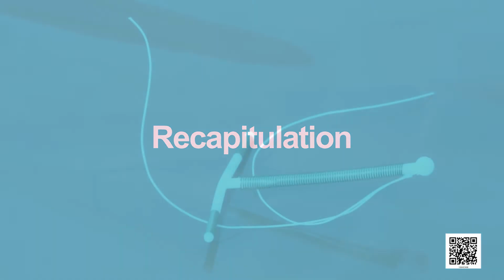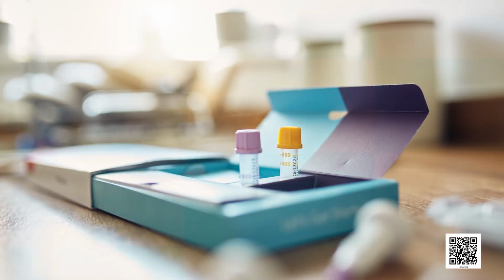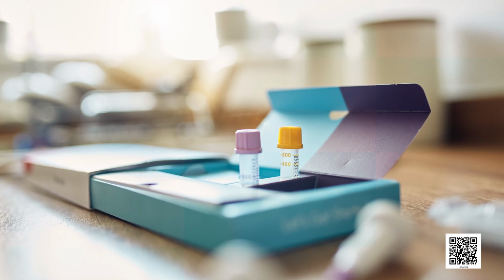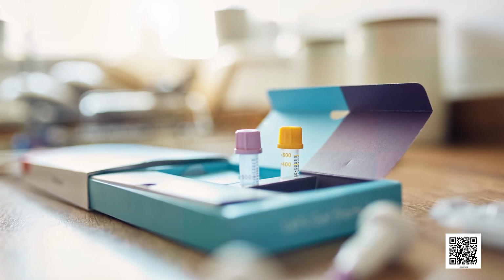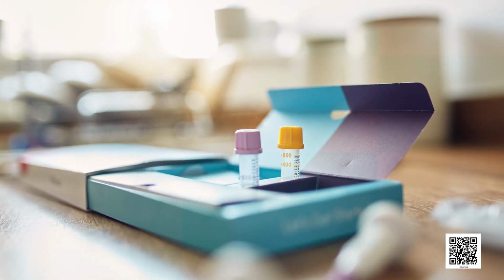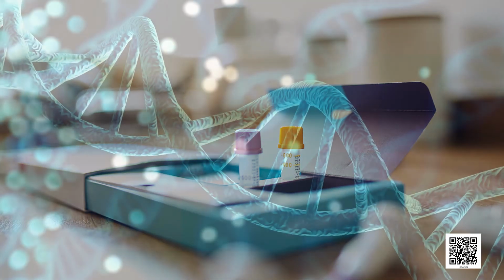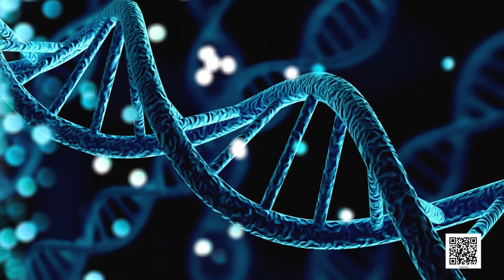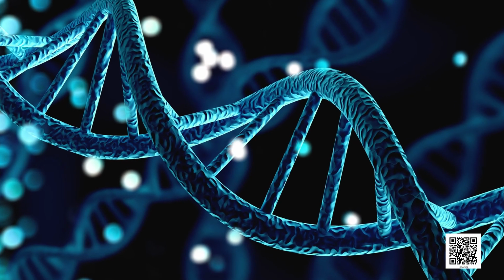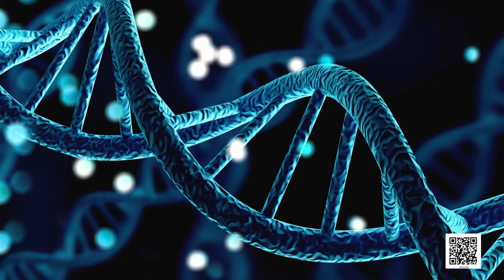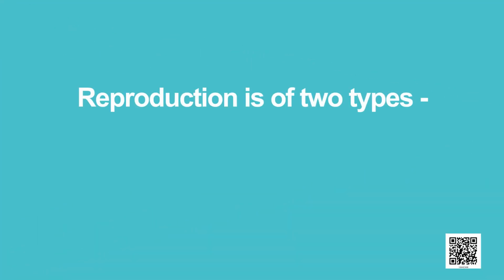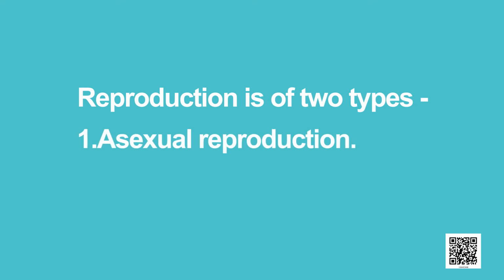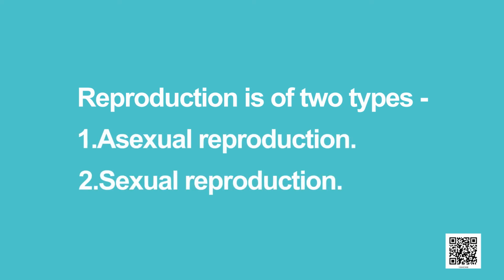Children, now let us recapitulate what you have learnt. Reproduction involves creation of a DNA copy and additional cellular apparatus by the cell involved in the process. Various organisms use different modes of reproduction depending on their body design. Reproduction is of two types: asexual reproduction and sexual reproduction.